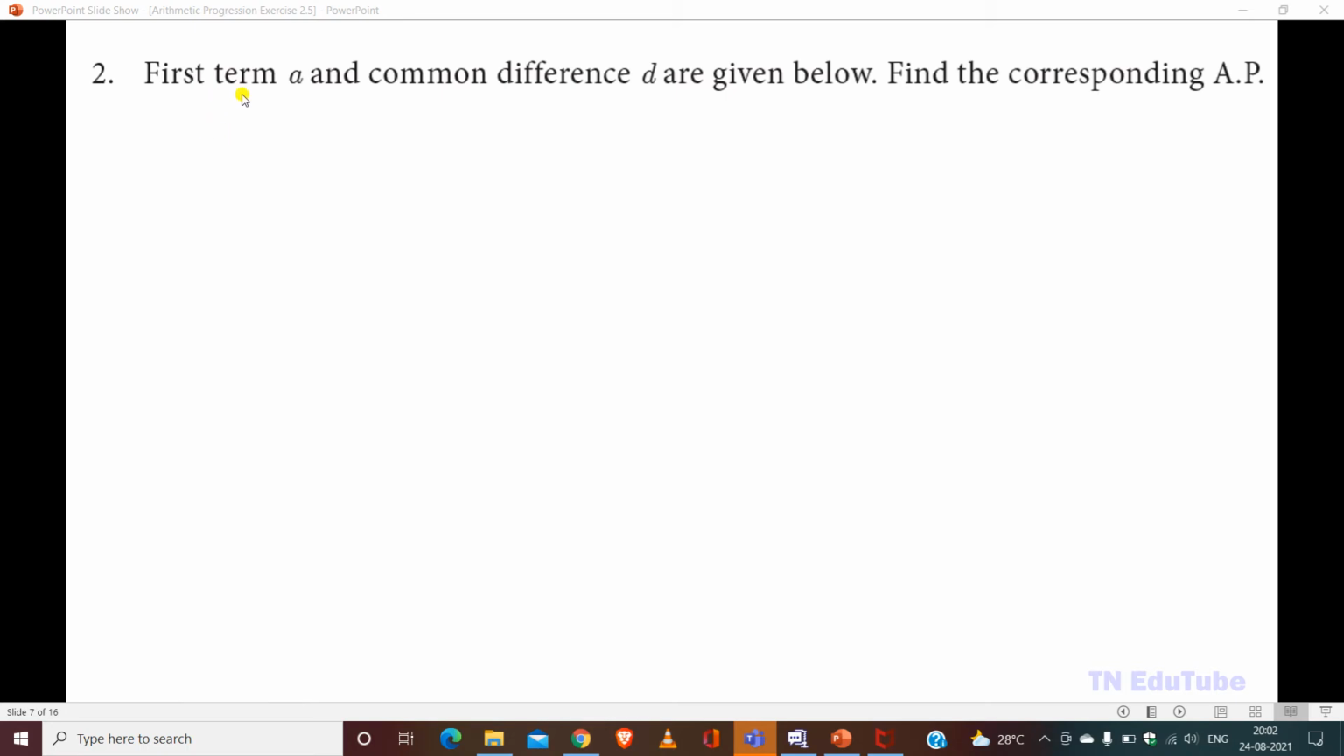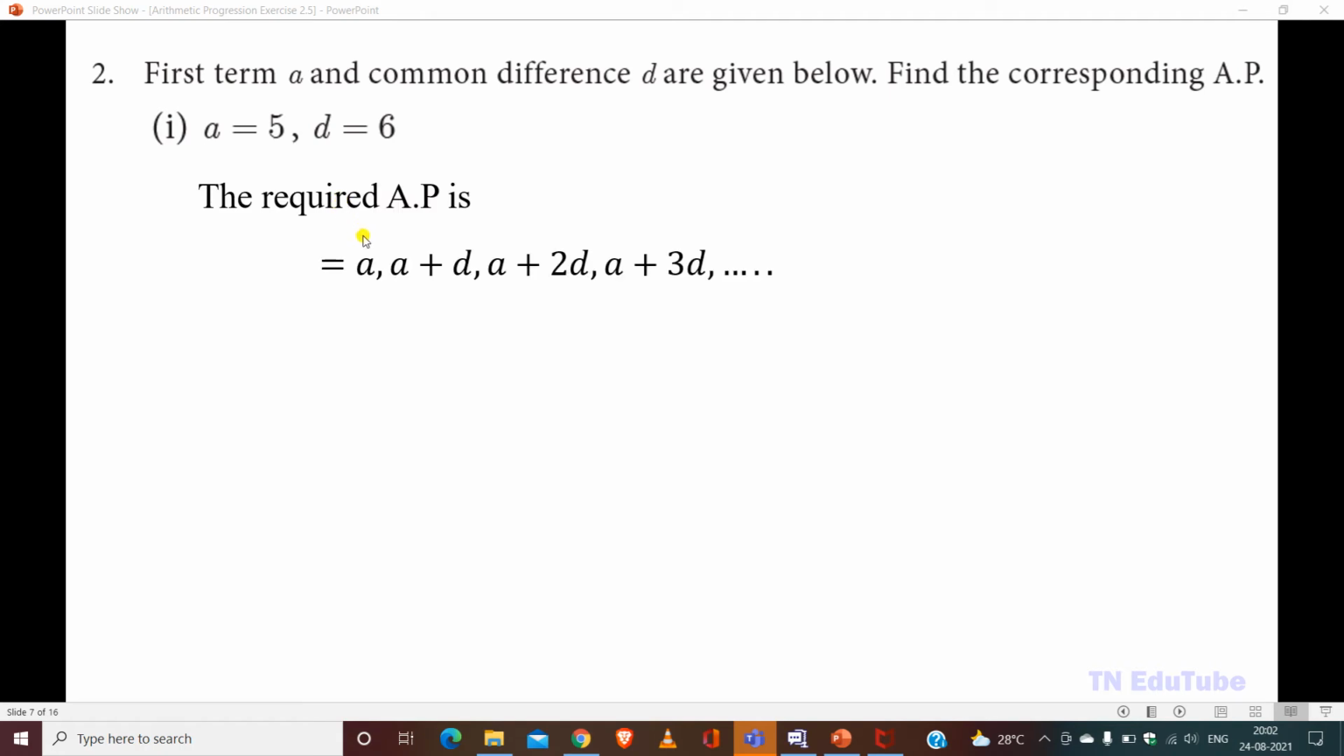First term A and common difference D are given below. Find the corresponding AP. Here first term A is given, common difference D is given. See this first question: A given, D given. You have to find out the corresponding arithmetic progression. We have to write the general form. General form of arithmetic progression is A, A plus D, A plus 2D, A plus 3D, etc.